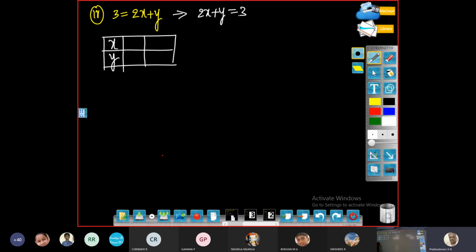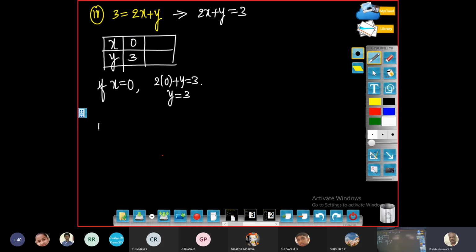Now give the values to me. If x is equal to 0, what happens to this equation? X means 0, so 2 into 0 plus y is equal to 3. What does it give? It gives you y is equal to 3 only. So x value 0, y value will be 3.